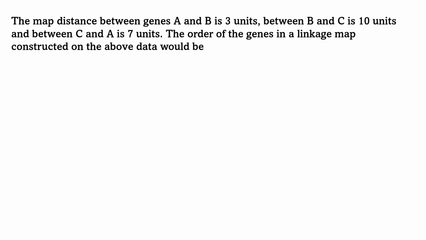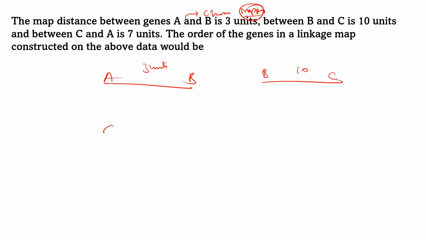We'll start with the first question. This is regarding chromosome mapping. The question is very simple. It says the map distance between A and B genes is 3 units, B and C is 10 units, and C and A is 7 units. So they are asking for the order of genes in the linkage map constructed. They are just asking to construct a linkage map based on the given data.